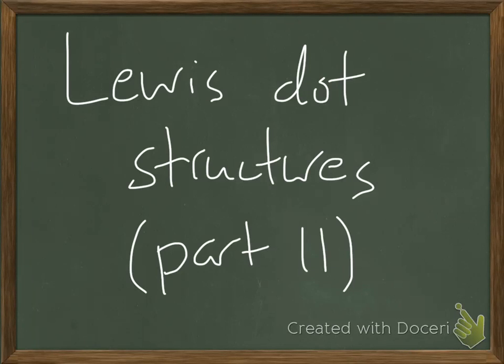Let's pick up right where we left off. We have a chlorine molecule, Cl2. That's a nonmetal, so it's going to be covalent.